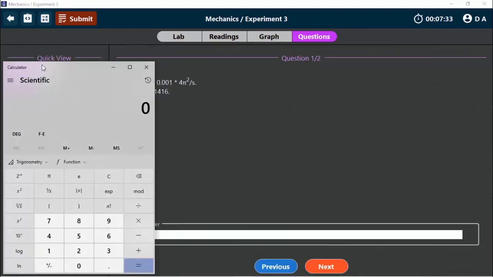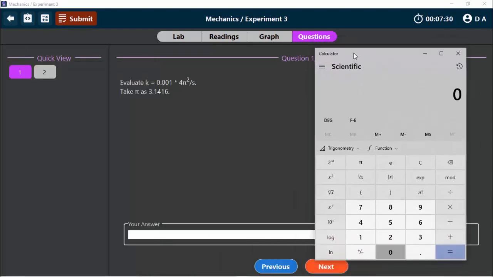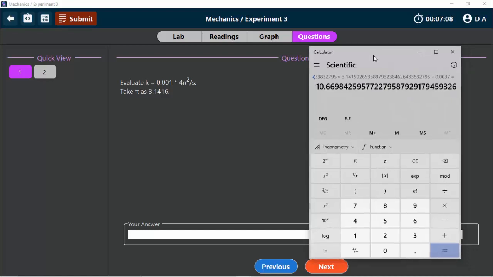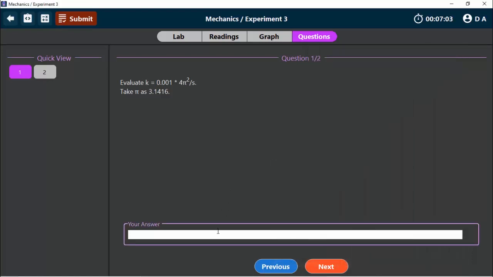So what is the value of k? All we need to do is to say 0.001 times 4, then times pi, then times pi, then divided by 0.0037. So that will give us 10.67. So we got 10.67. So that's the value of the k we've calculated.